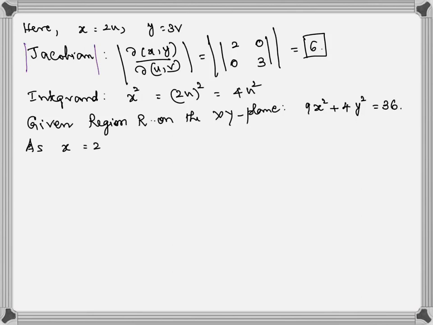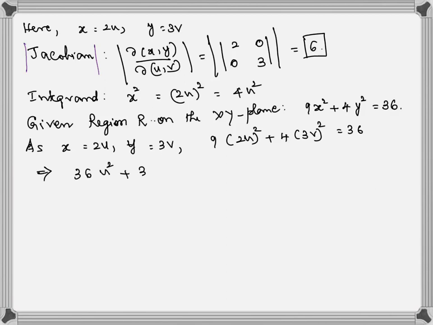if we apply the transformation that x equals 2u and y equals 3v into this ellipse, we get 9 times (2u) squared plus 4 times (3v) squared equals 36. This would give us 36u squared plus 36v squared equals 36, or u squared plus v squared equals 1. So the ellipse in the xy plane becomes a convenient disk in the uv plane.